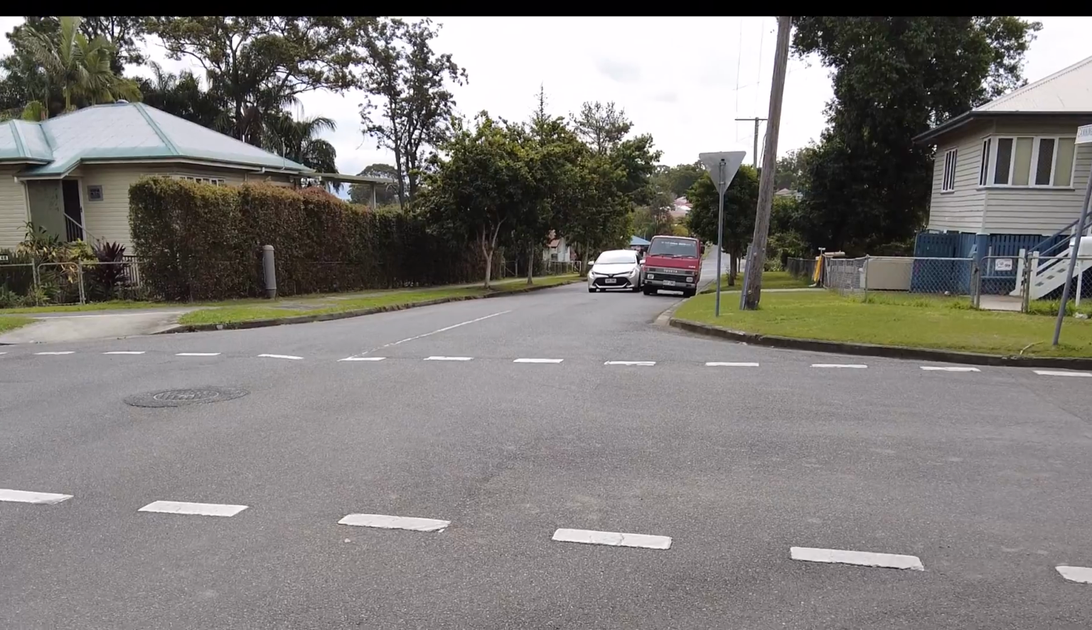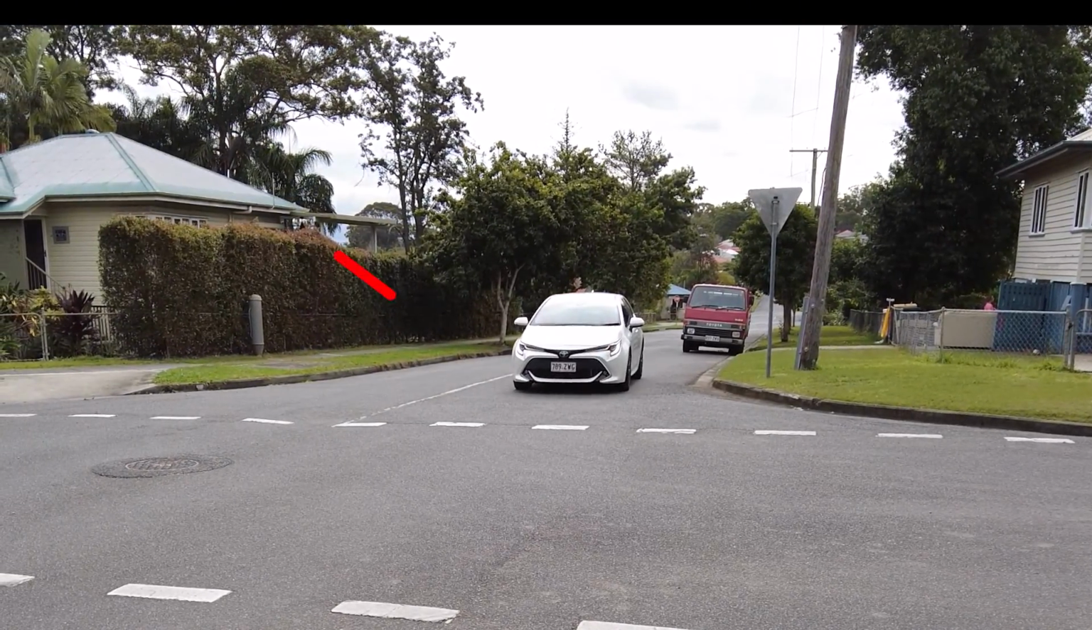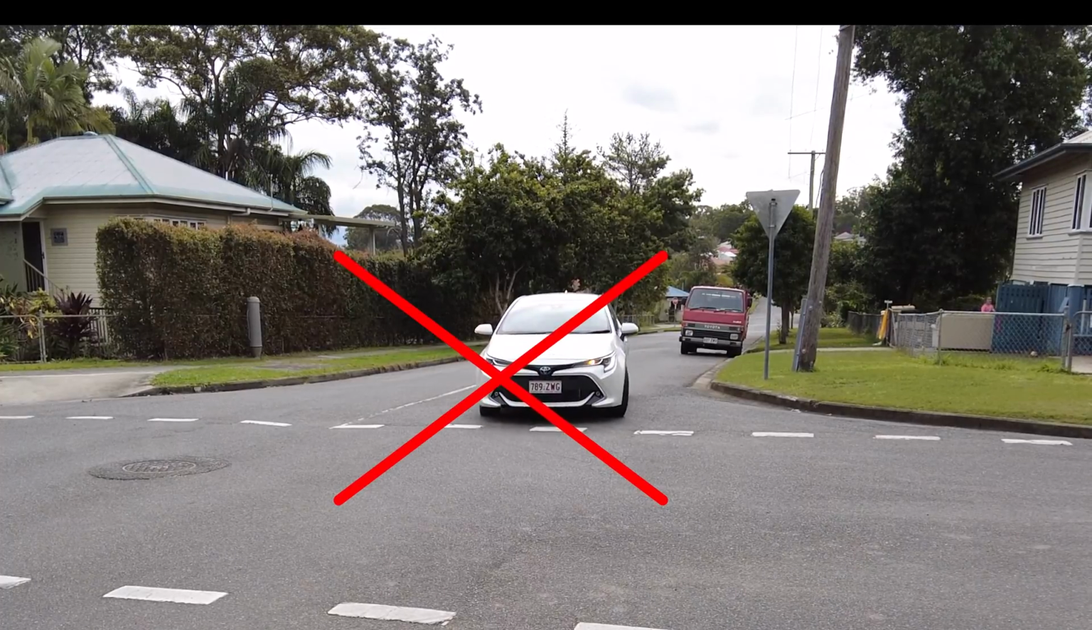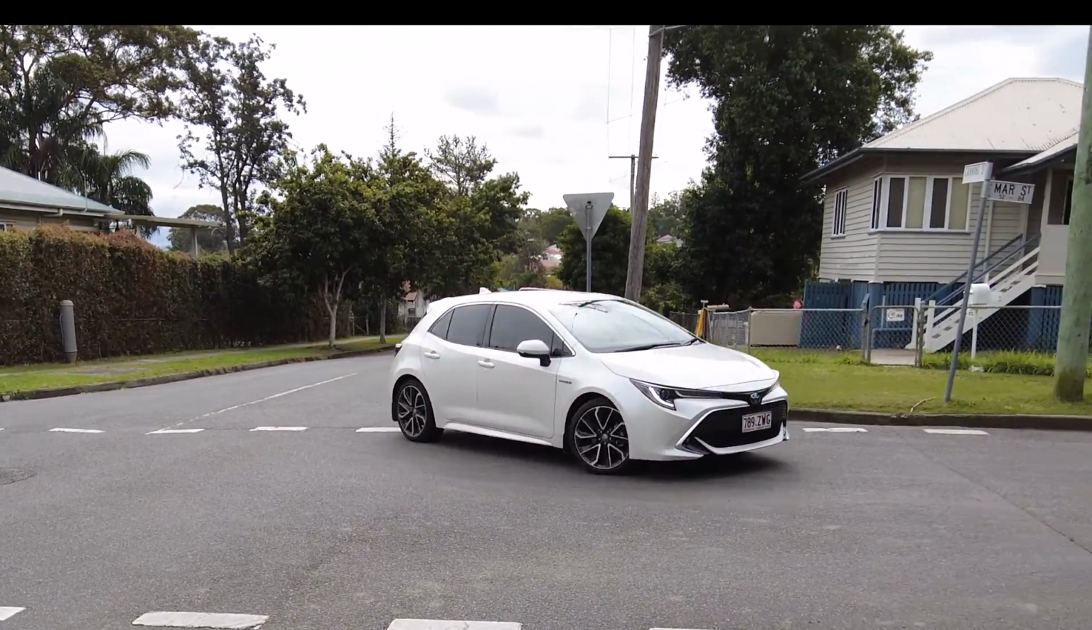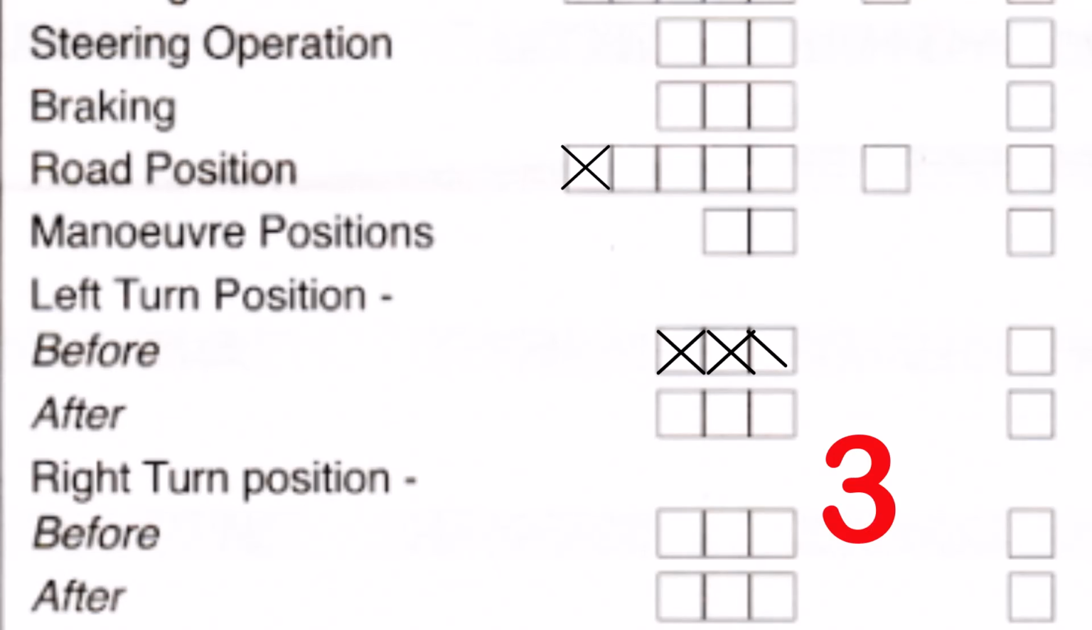The examiner takes him to a give way sign and asks him to turn left. He slows down, he puts the left indicator on and he positions the car straight when turning left. And he gets another minor mark for a bad left turn, for positioning the car straight.